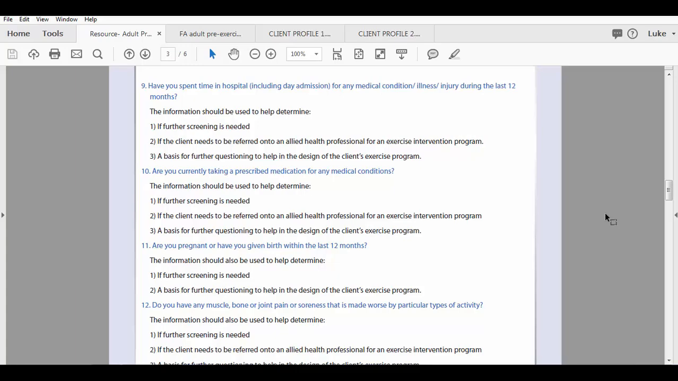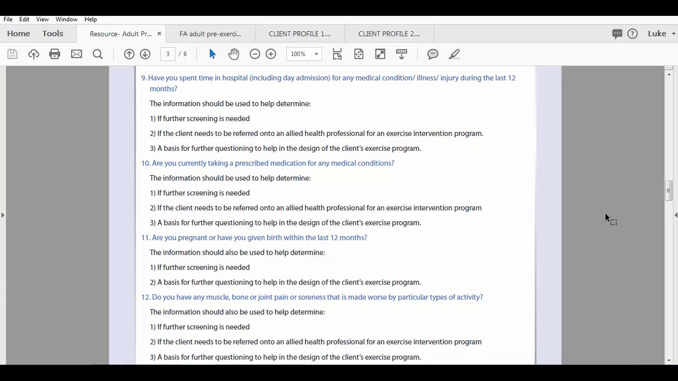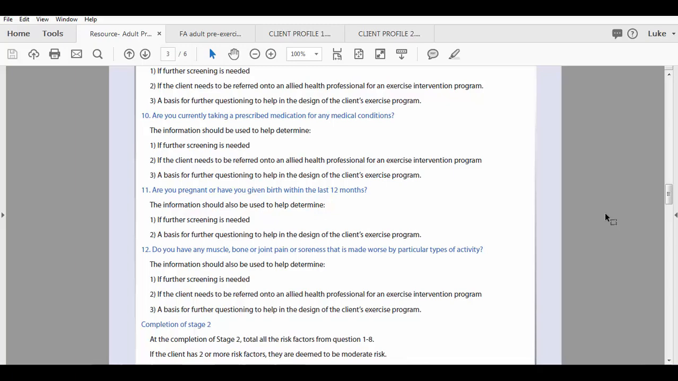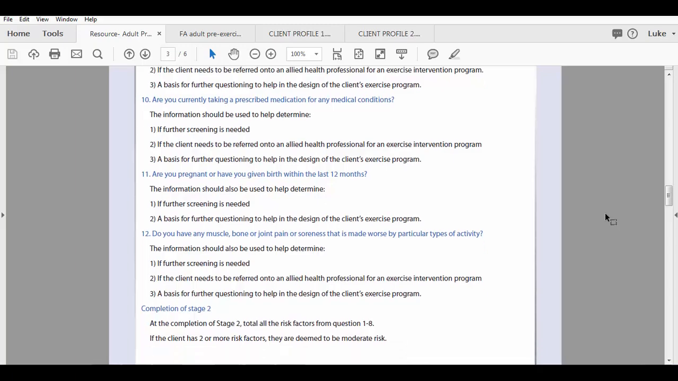So have you ever spent any time in hospital for any medical condition, injury, or illness in the past 12 months? Simple yes or no. Are you currently taking a prescribed medication for any condition? Simple yes or no. Are you pregnant or have you given birth in the last 12 months? Simple yes or no. Do you have any muscle, bone, or joint soreness that makes activity worse? Simple yes or no there.